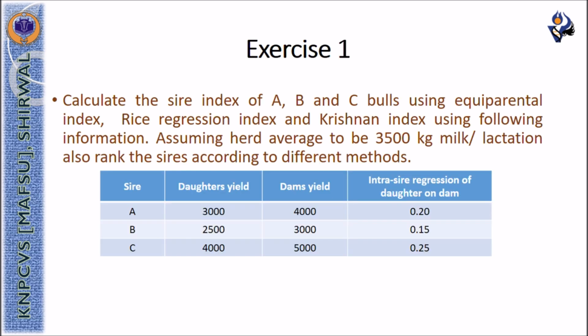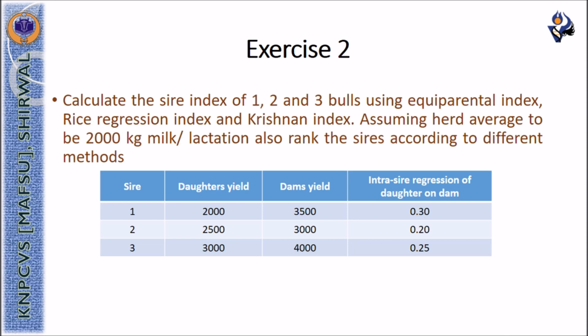Based on this, we have few exercises for you as your homework. You will have to calculate the sire index using equiparental index, rice regression index, and Krishnan index. Similarly, here in second exercise, you will have to calculate the sire index using again equiparental index, rice regression index, and Krishnan index.